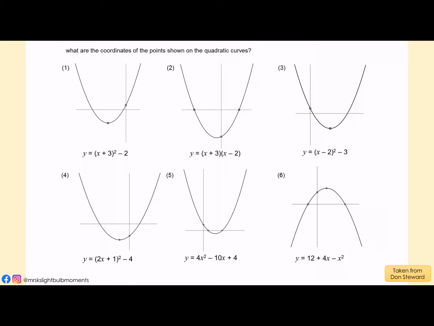Okay, choose one or two of those to have a go at now, and I'll put the answers up so you can check your work. If you're feeling confident, skip to the bottom row and test yourself on some trickier questions. Right, have a go.